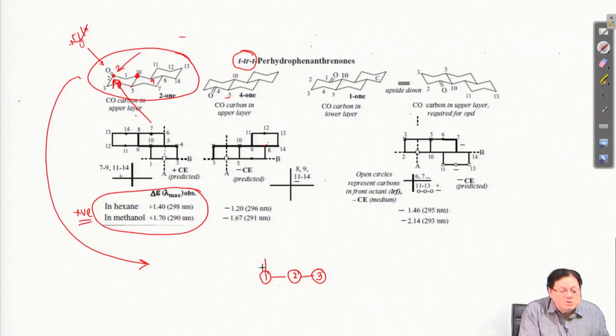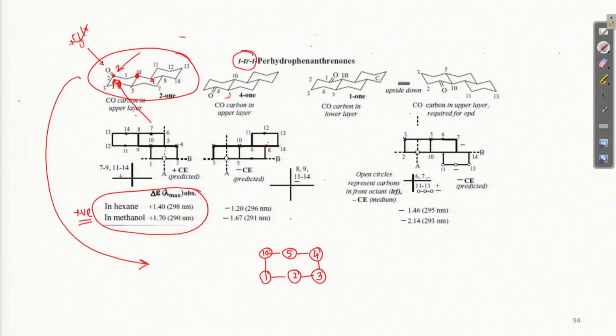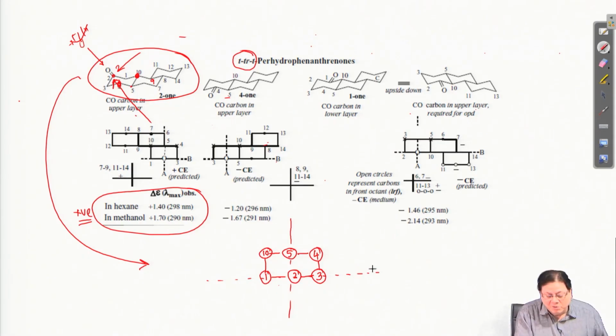Now, 1 is connected to 10, 10 is connected to 5, and 5 is connected to 4. So this is the projection of the ring A containing the carbonyl. This is the cross section of the 2 planes, the intersection of the 2 planes, and now you have to complete the projection of the other rings. For that, you need to know where the carbonyls are, and where the axial and the equatorial bonds are.